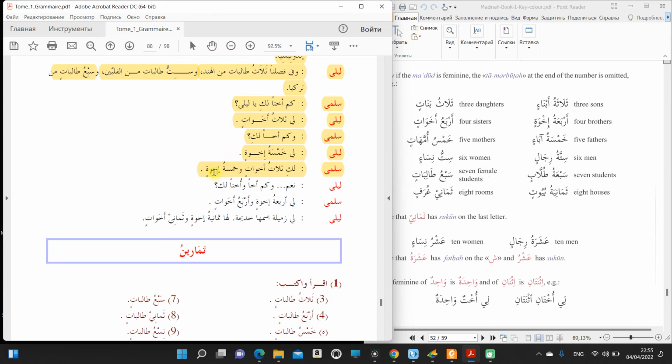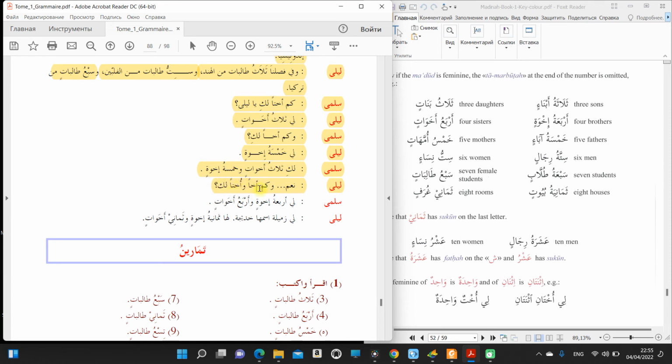And don't forget that ma'dud is something that is counted, that is numbered. And the number itself is called adadun. In the last lesson, I wrote down how it's written. Adadun. That's how it is. And Layla is replying, Na'am, yes. And how many brothers and sisters do you have?